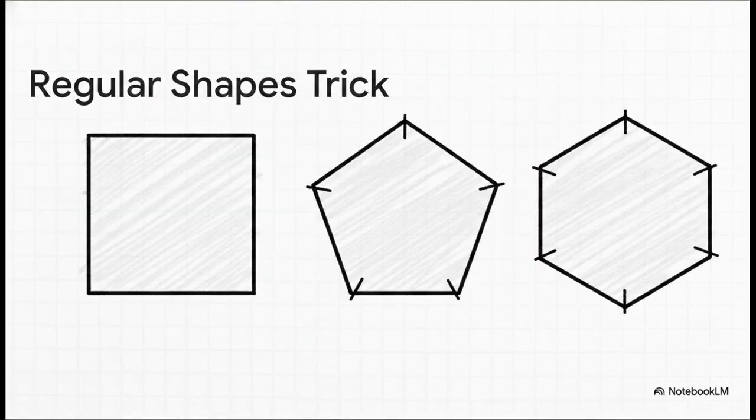Okay, I'm gonna let you in on a little teacher's cheat code. Whenever you see the word regular in front of a shape, it means all of its sides are perfectly equal. And for these regular shapes, you don't even need to add. You just multiply. A square has 4 equal sides, so the perimeter is just 4 times the side length. A regular pentagon has 5 sides, so it's 5 times the side. A regular hexagon, you guessed it, 6 times the side. It really is that easy.